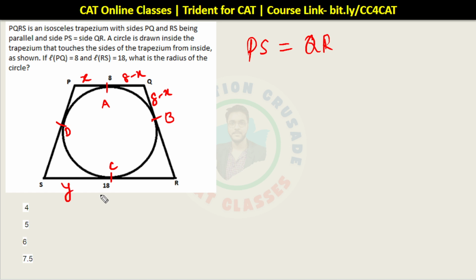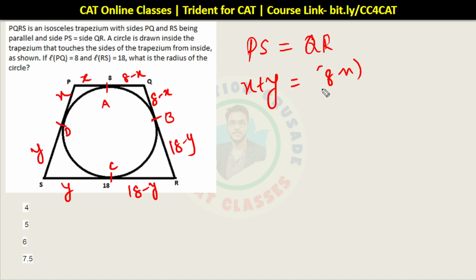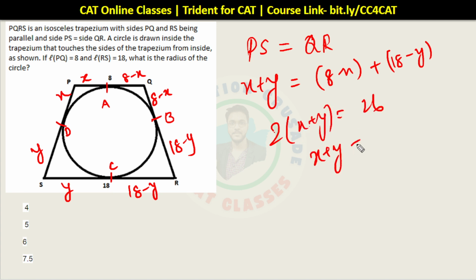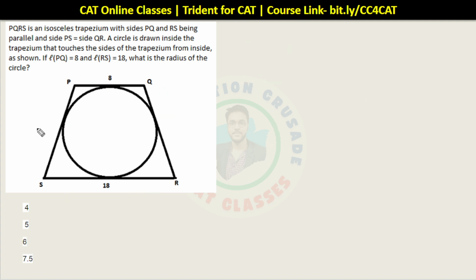This length, if you suppose as y, this will be 18 minus y. Similarly, this will be 18 minus y. This is x, this is y, and it is given that PS is equal to QR. That only means that x plus y is equal to 8 minus x plus 18 minus y. What does this mean? 2x plus 2y, or you can say directly 2 into x plus y is equal to 26. x plus y is equal to 13. That's it. Now, this length is 13.